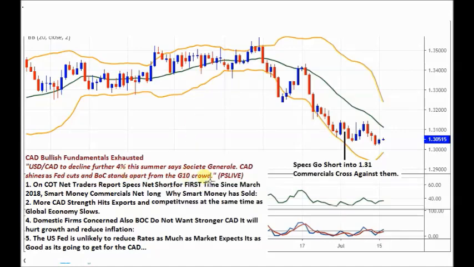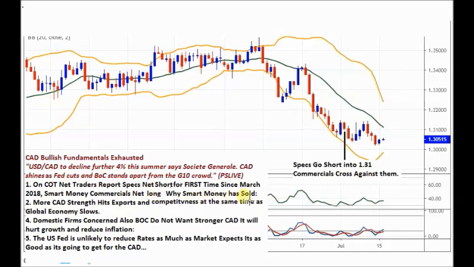Now, I think that view is kind of flawed, okay, going forward. And in terms of the points I've written down here, point number one, on the COT Net Traders report, specs are net short for the first time since March 2018. Okay, it's well over a year ago. Smart money commercials, the hedgers, have gone net long.